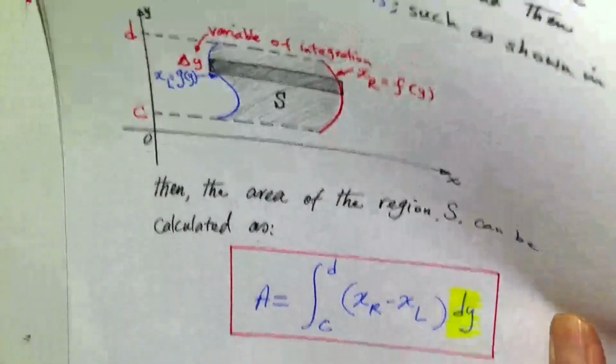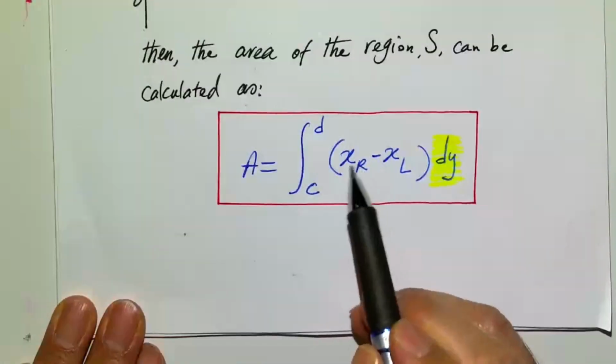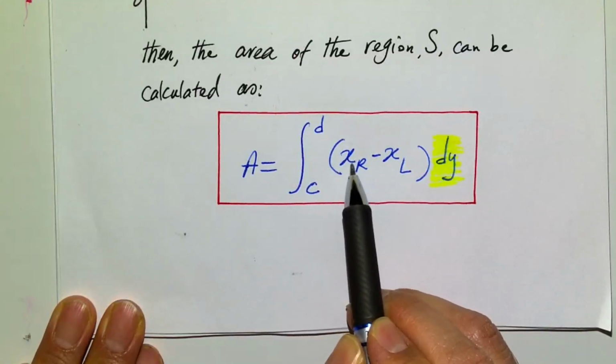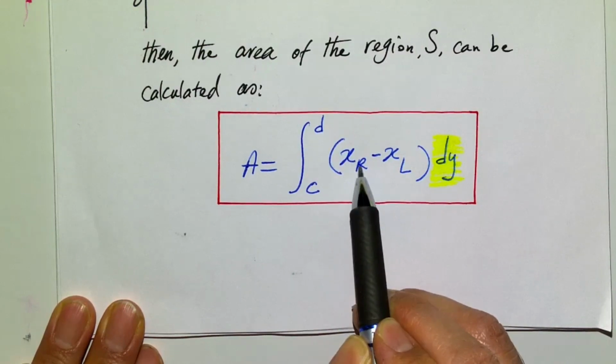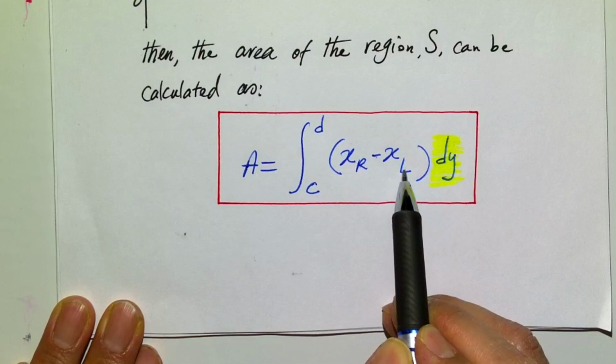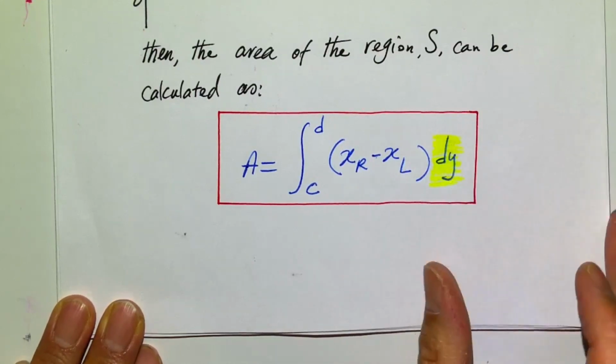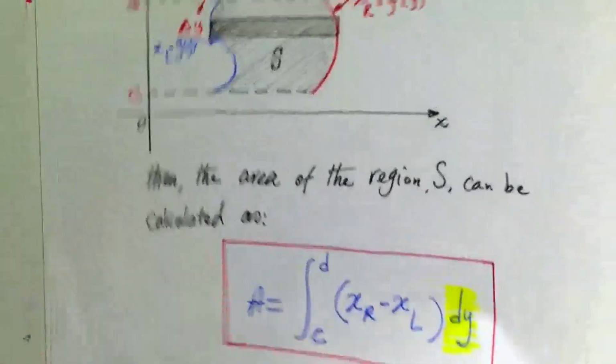In other words, this is what you see: x as the dependent variable for the function that generates the right-hand side curve, x of r, minus x of l, and then dy, of course. All right, so that's how we do integration along the y-axis. So now let's look at a few examples of how we can achieve that.